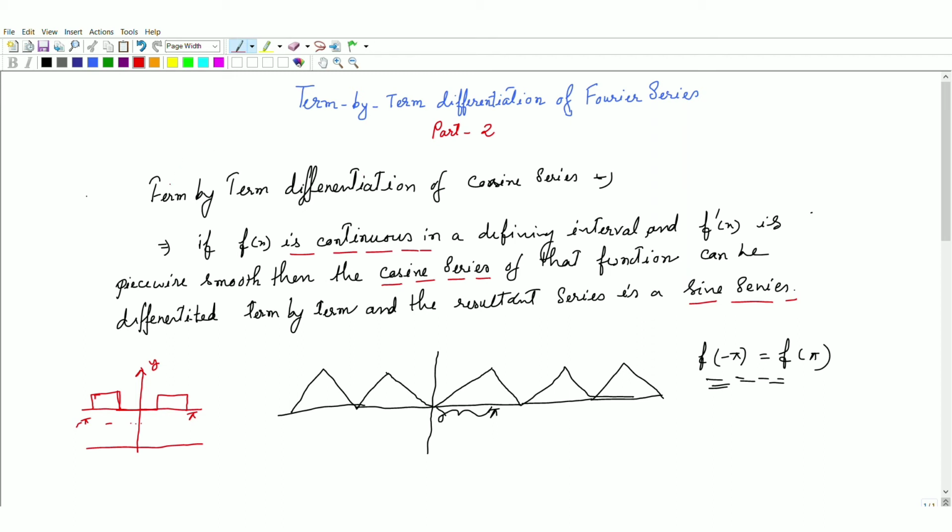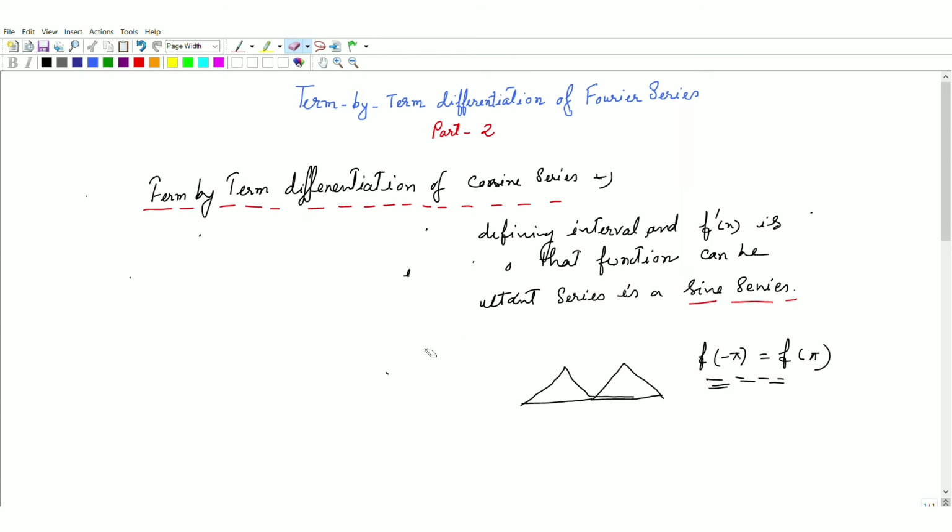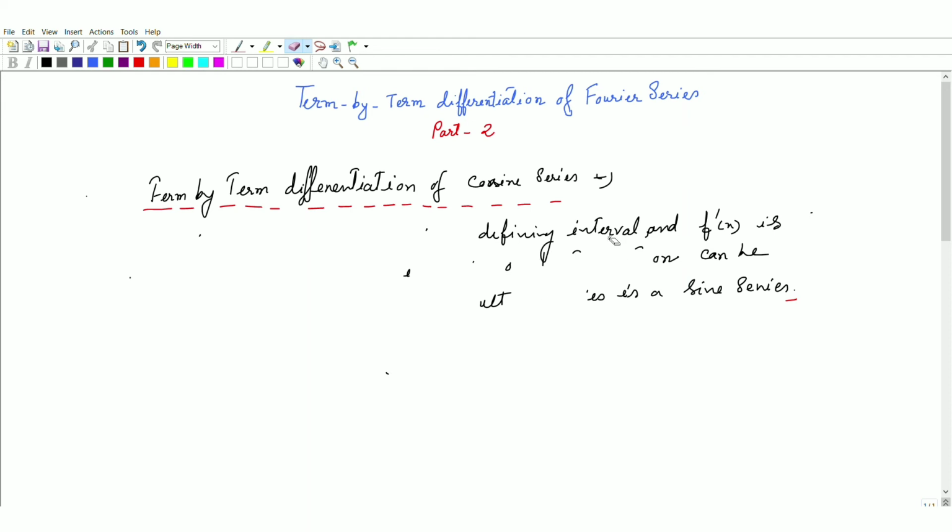So now this point is clear: for the half range cosine series, we can do term by term differentiation of those cosine series whose function is continuous in the defining interval. Now we have discussed the term by term differentiation of cosine series. The other point is regarding the term by term differentiation of sine series.